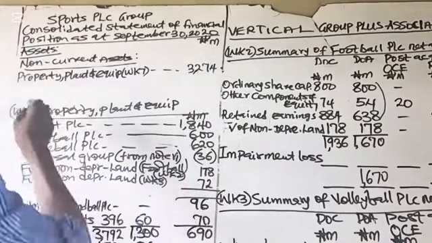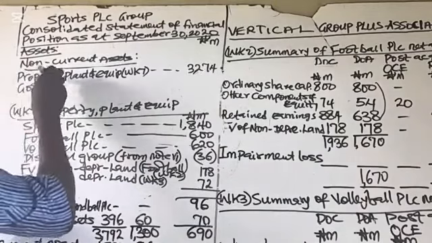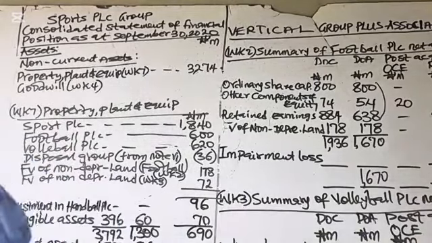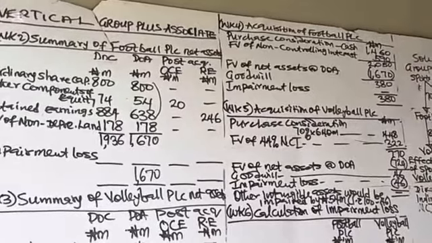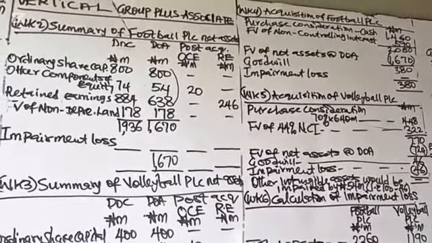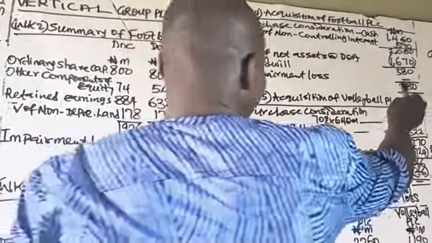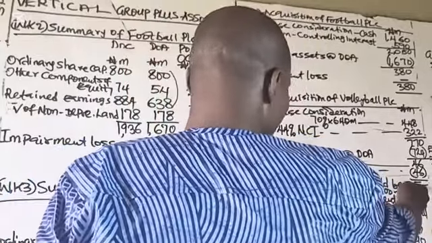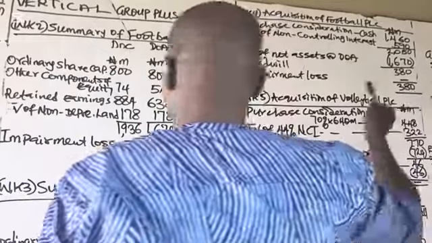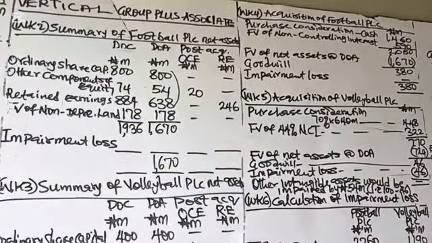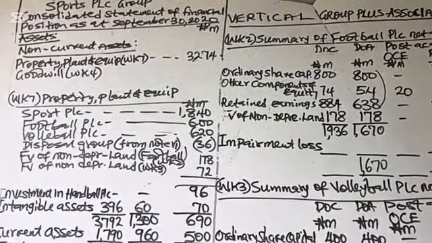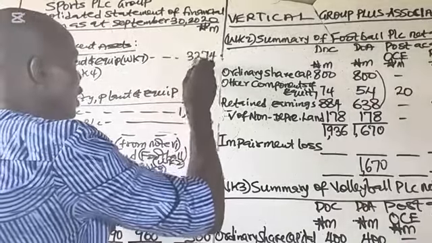3,274. After this, we have goodwill on acquisition of football from working number 4. Working number 4, acquisition of football. We have goodwill of 380. But goodwill on acquisition of volleyball has been fully impaired. That is why that will not be added. So we only use 380 million, that is the goodwill on acquisition of football, 380 million.